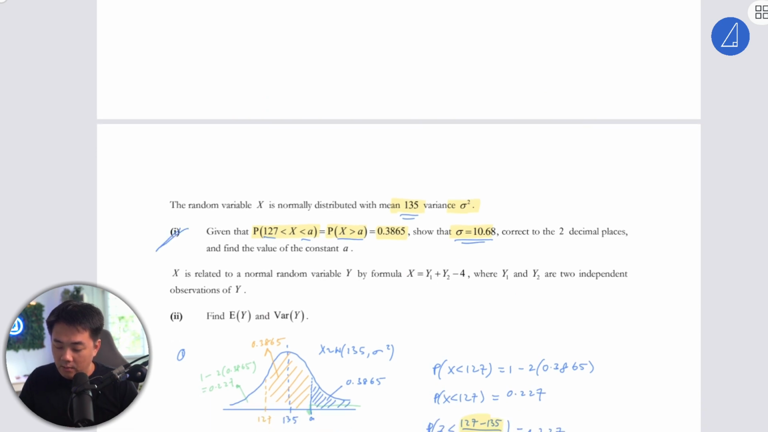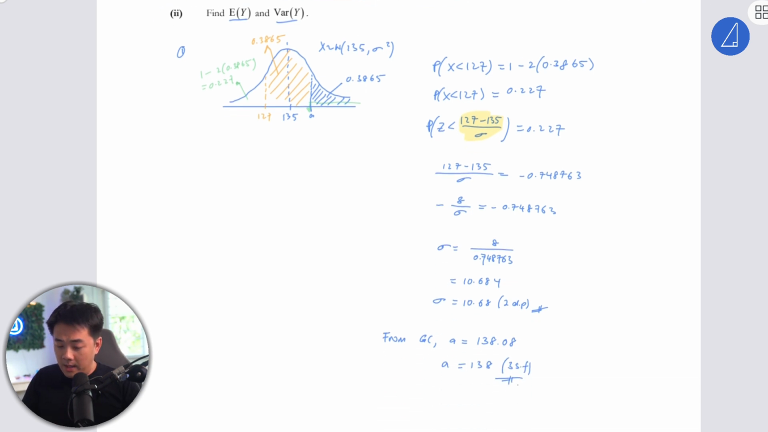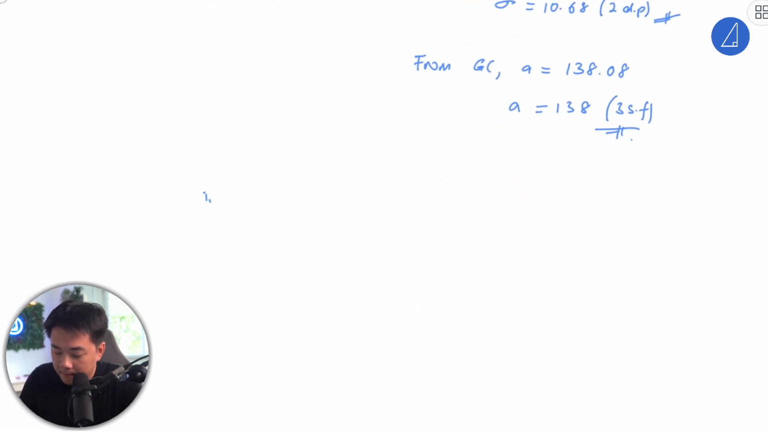So let's look at the second one. X is related to the normal distribution random variable Y by this formula here, where Y1 and Y2 are two independent observations. Find E(Y) and variance of Y. So what you need to understand is we were given X equals Y1 plus Y2 minus 4.